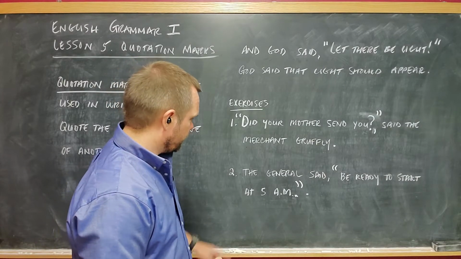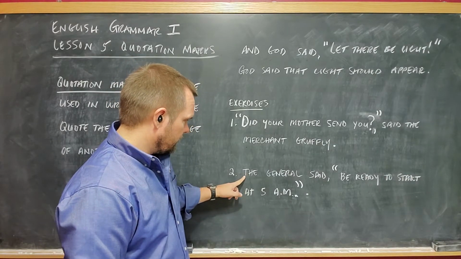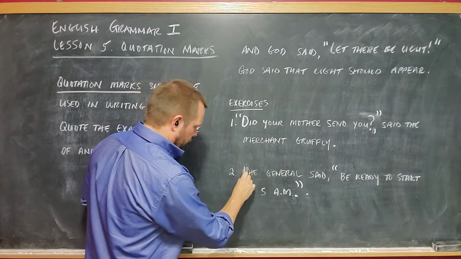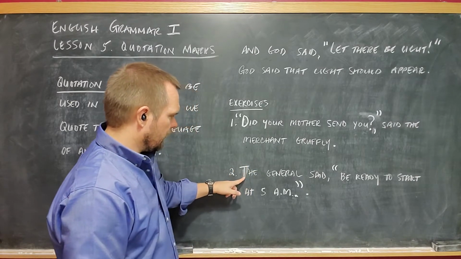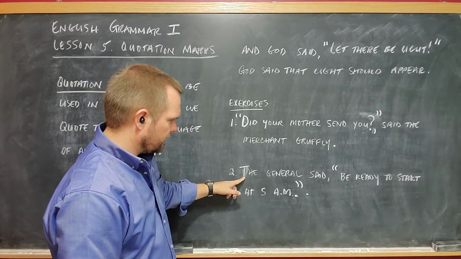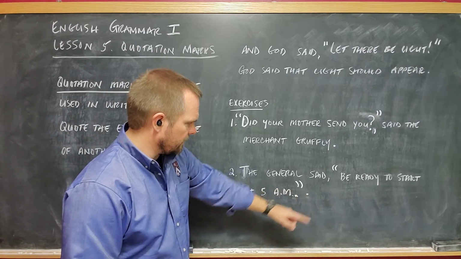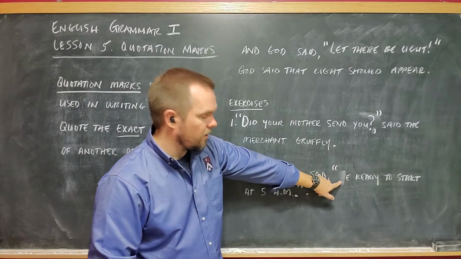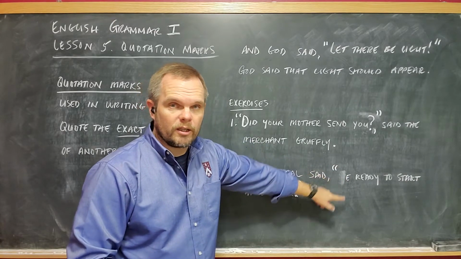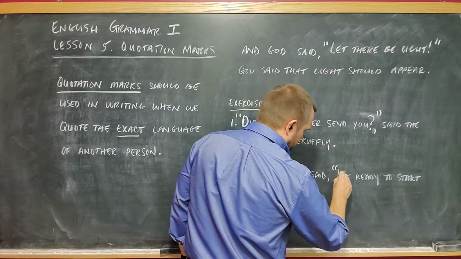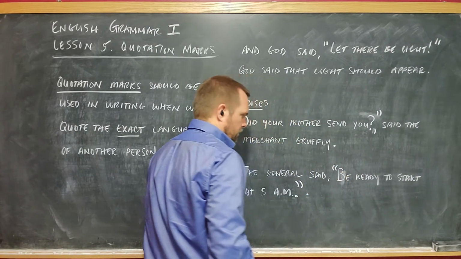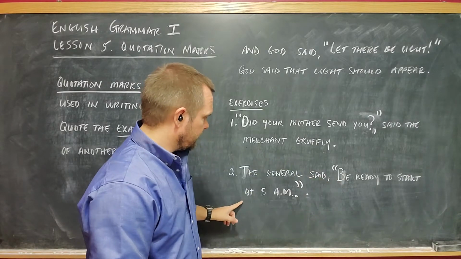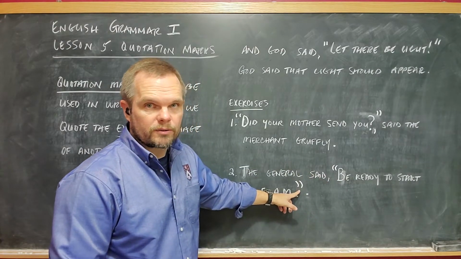Okay? Now, this is a sentence beginning here, and so we need to make this T capital. So there's a capital letter at the start of our sentence, and there's a period at the end of our sentence. But we also have to capitalize the first word of the sentence spoken by the general. So we have to make this B capital, because this is the beginning of another sentence, the sentence that's inside the quotation marks.